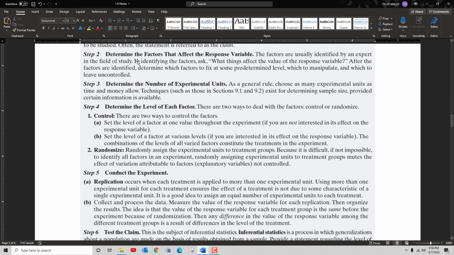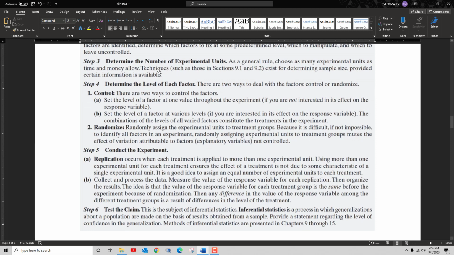Step 2 is we want to determine the factors that affect the response variable. The factors are usually identified by an expert in the field of study. In identifying the factors, ask what things affect the value of the response variable. After the factors are identified, determine which factors to fix at some predetermined level, which to manipulate, and which to leave uncontrolled, right? So we need to figure out all of those 3 things. So we're going to talk to a content expert and see what factors make sense here.